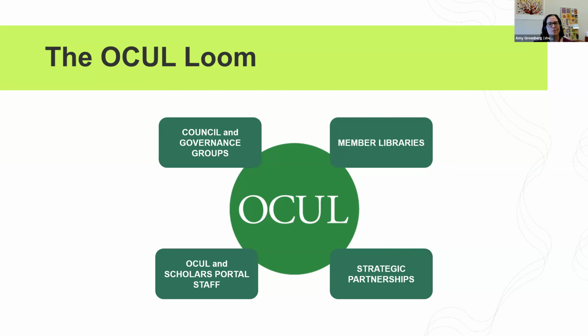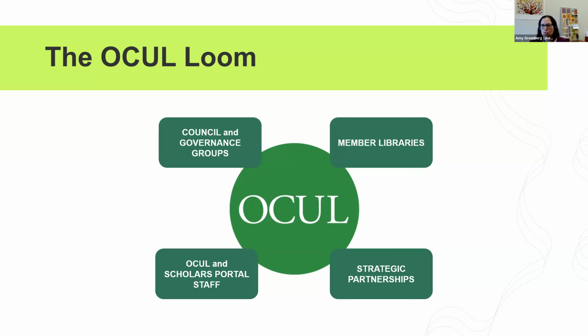You'll hear me name some of them as the ones responsible for particular activities. These can include committees, subcommittees, working groups, and other kinds of ad hoc groups. A second component of our loom are the member libraries, of course. As I said, we have 24 in total.